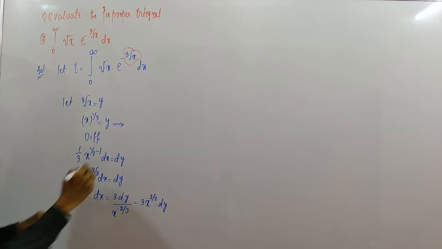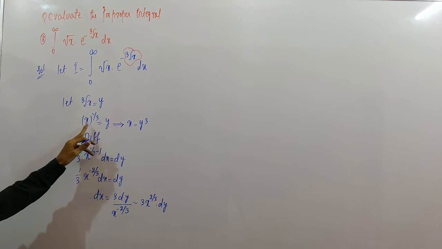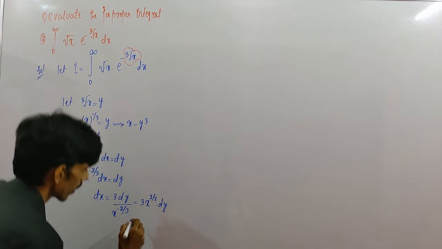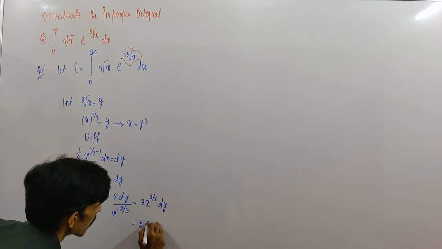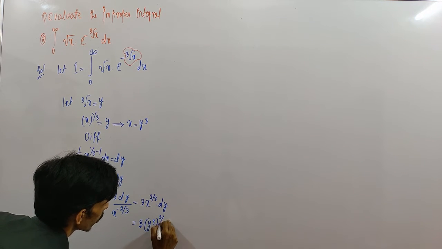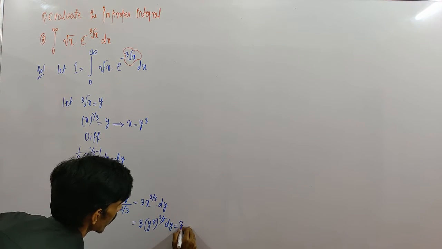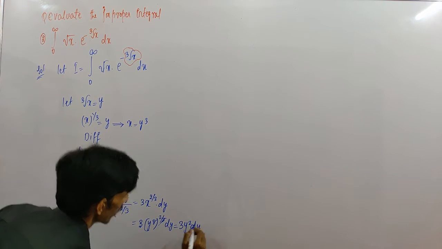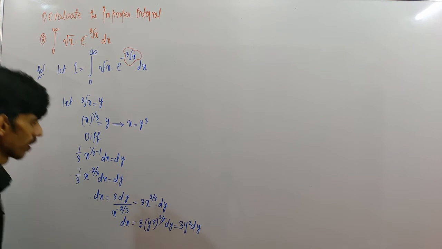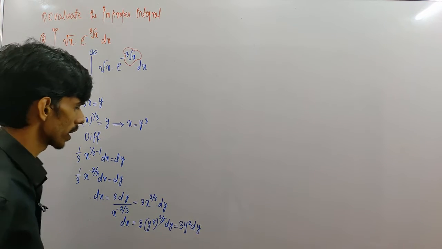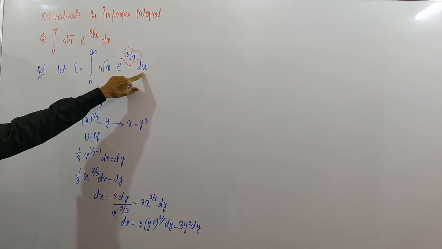Now cubing on both sides, we have x is equal to y cube. So the value of x is y cube. Substitute here. We have 3 into x, where x value is y cube, whole power of 2 by 3 dy. This 3 and this 3 cancel. We have 3y square dy. So the value of dx is 3y square dy.